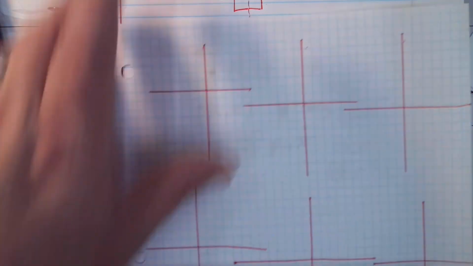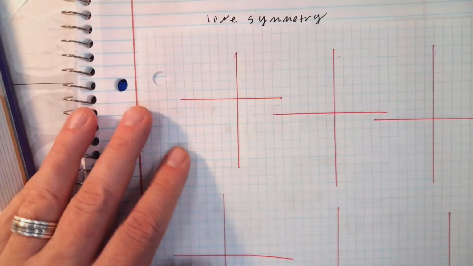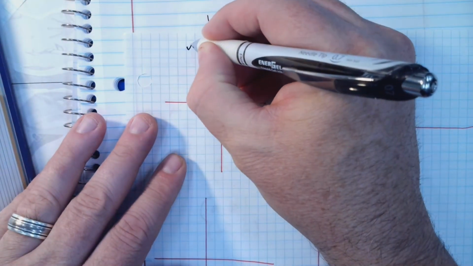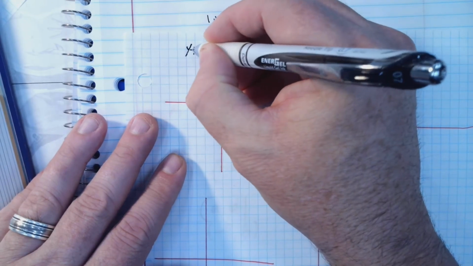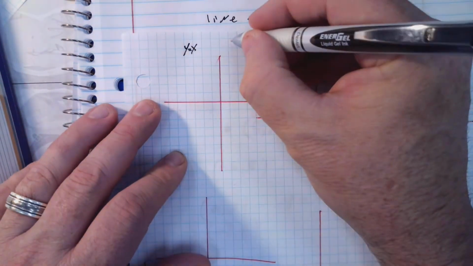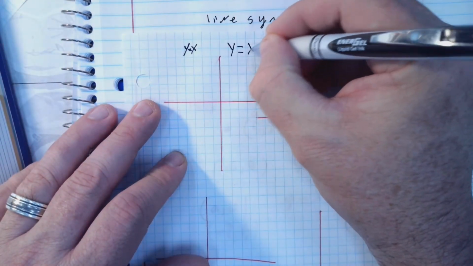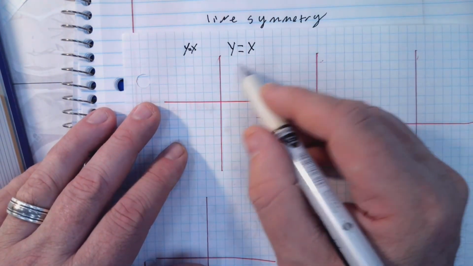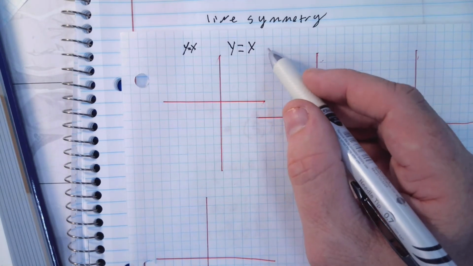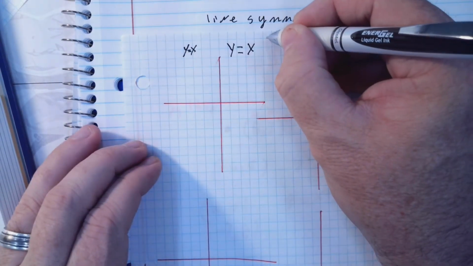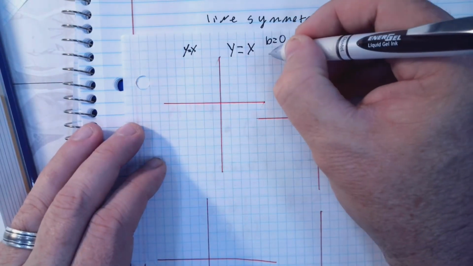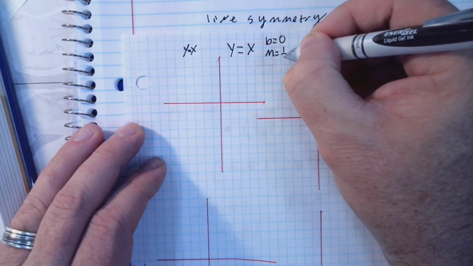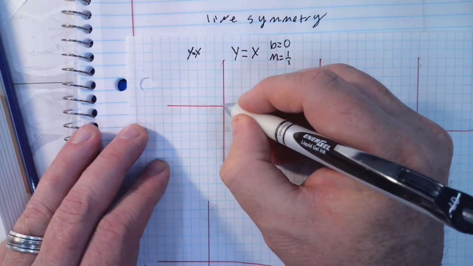All right, I need a graph just so you remember what y equals x is. Okay, I'm going to rewrite that. Y equals x. Well, this is very simple. What this ends up being is b equals 0, so the y-intercept is 0, and m equals 1 over 1. So this is what that would be.